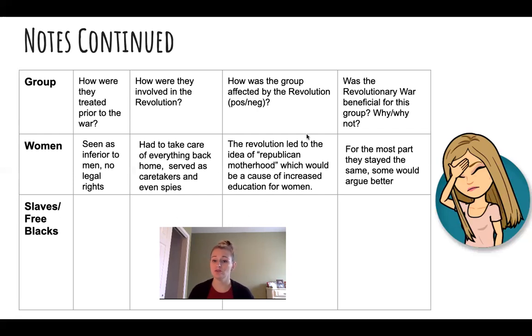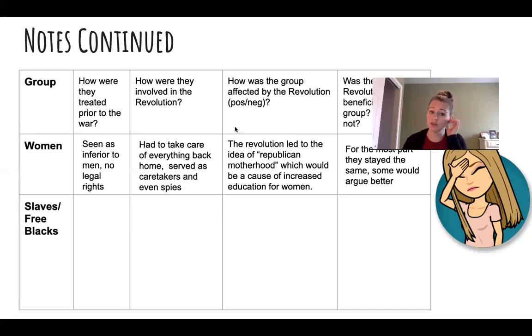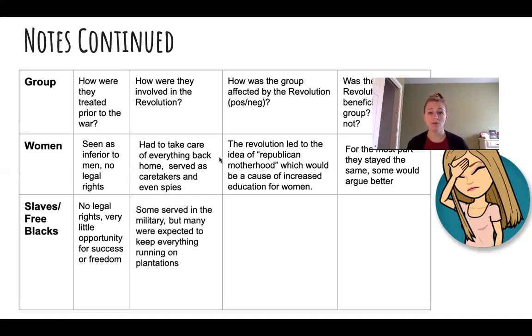Let's move on to African Americans now. So slaves and then free Black Americans in the United States. So before the war, they had no legal rights. Again, that's not really going to change. There's not going to be a lot of opportunity for success for them. Some of them are going to serve in the military, as you saw in your Ed puzzle.